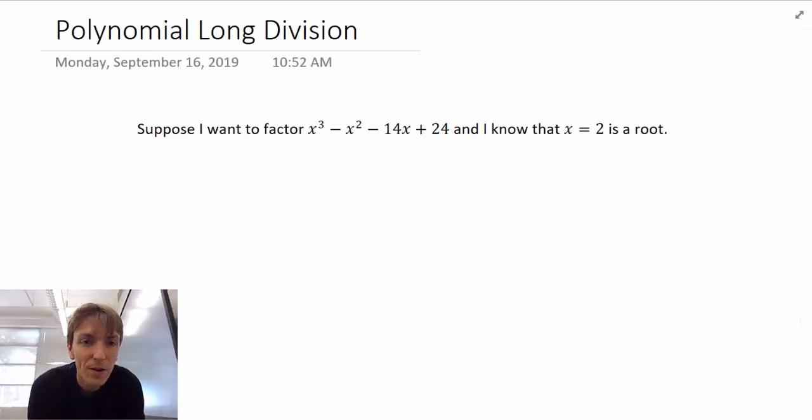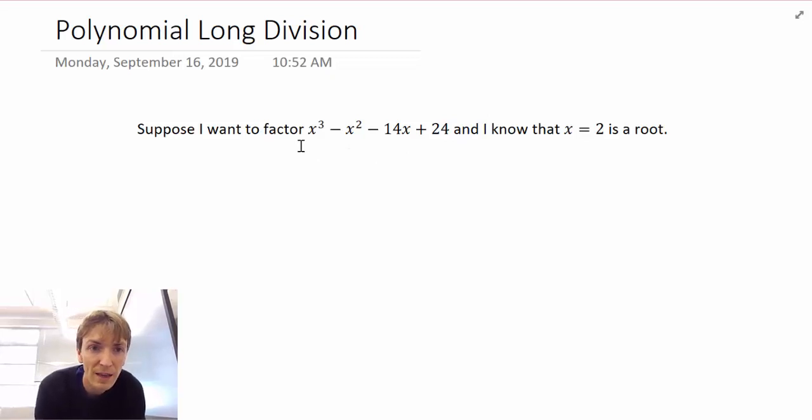Okay, so suppose that we have this cubic here, x cubed minus x squared minus 14x plus 24, and I can't use the quadratic formula or factor that very easily because it's a cubic. But suppose I do know that x equals 2 is a root. Then I can use a method called long division to find out what the other roots are, if there are any other roots.